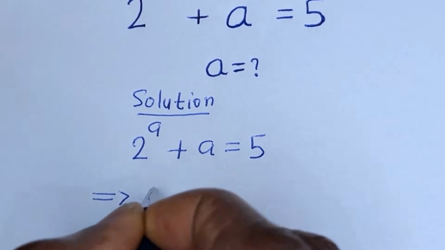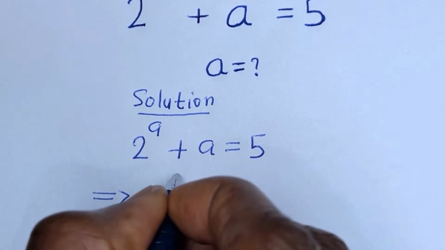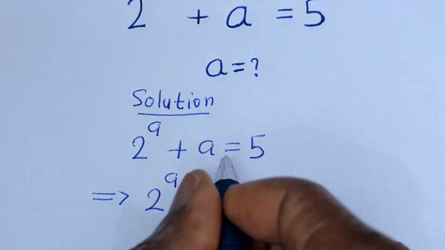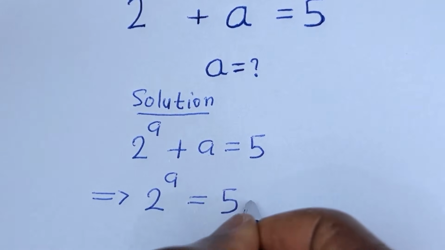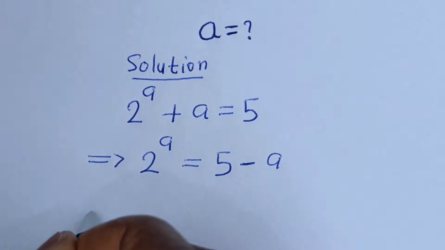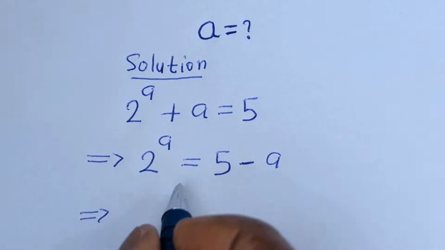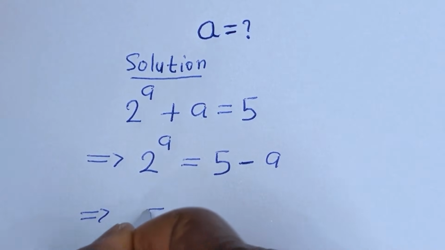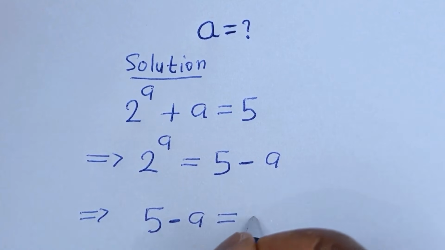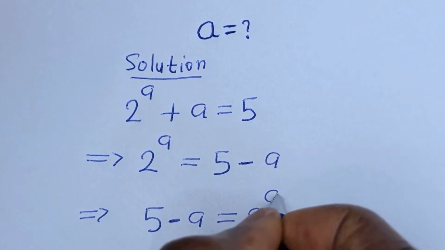This can be written as 2 raised to power a is equal to 5. If you take this a to this side, it becomes minus a. Then we have 5 minus a is equal to 2 raised to power a.